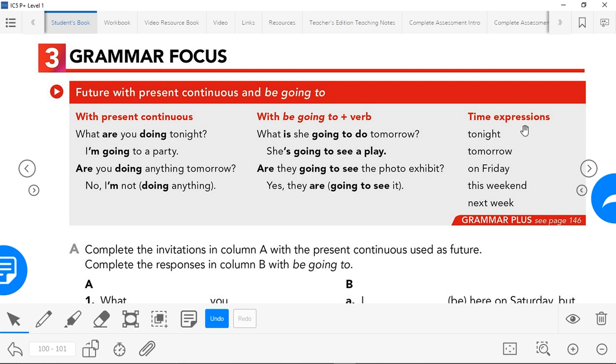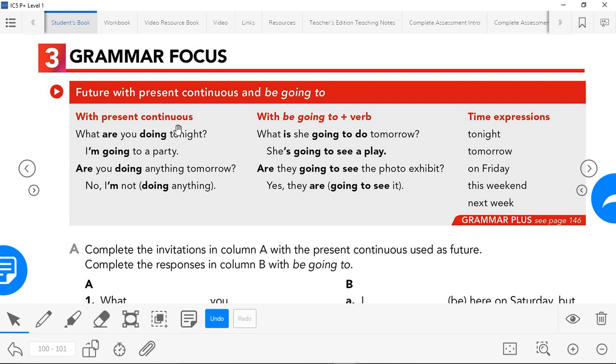Okay? Some other time expressions can be tonight, tomorrow, on Friday, this week, next week, at 7. But if you use a specific time, you need to make sure that the time hasn't come yet. Okay? So for example, if right now it's 10 a.m. in the morning and I use the time expression 8 o'clock at night, then that would be correct. What are you doing tonight? Or what are you doing at 8? Well, I'm going to have a party, for example.